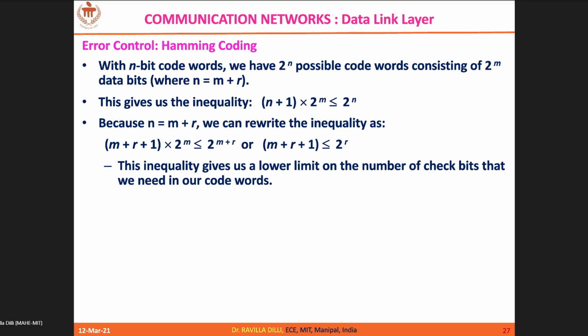Small n is your code word length, and small m is the number of data bits that you want to transmit. And remember, n is always greater than m. N is the length of the code word, which is always greater than the length of the data bits.